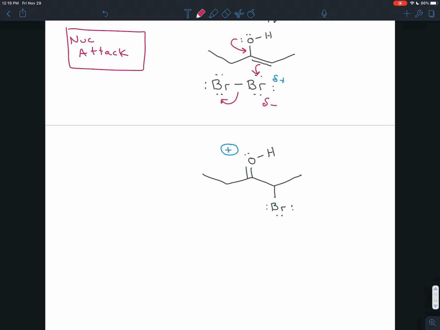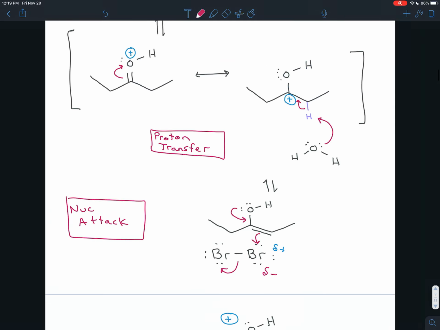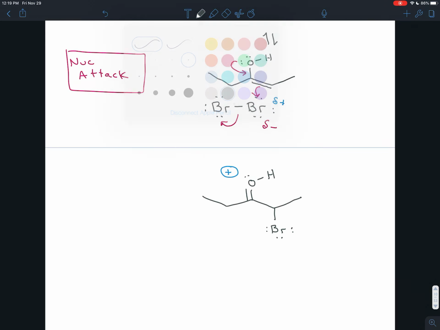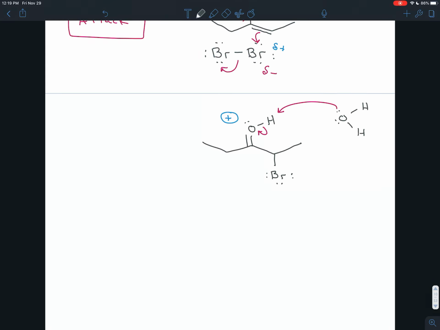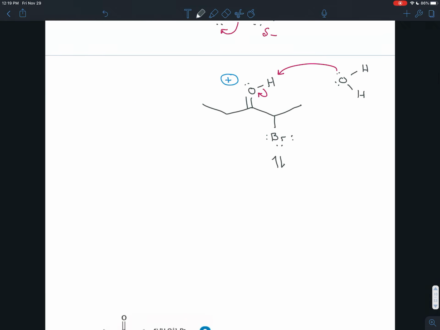And so, at that step, we have another water molecule come in and do one last proton transfer. Slightly negative oxygen steals this slightly positive hydrogen, and the electrons go onto the oxygen to stabilize the charge there. So, at that step, you would end up adding a bromine on the alpha position.